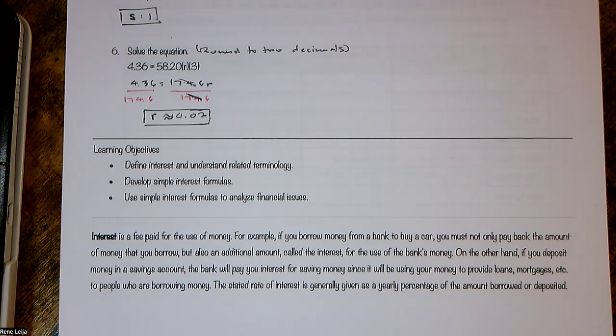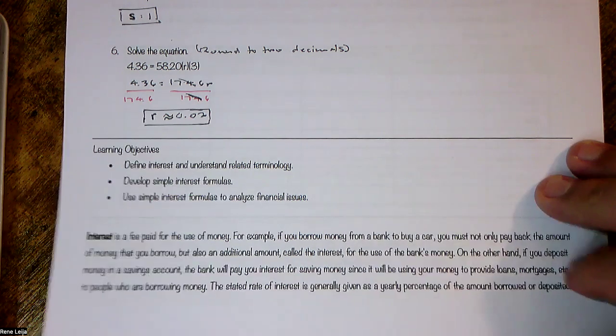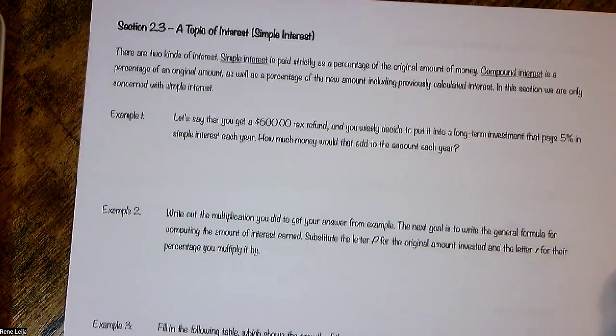The stated rate of interest is generally given as a yearly percentage of the amount borrowed or deposited. And we'll get into that in a little bit. We'll get into that in more detail. Okay. All right. So let's start looking at our content.